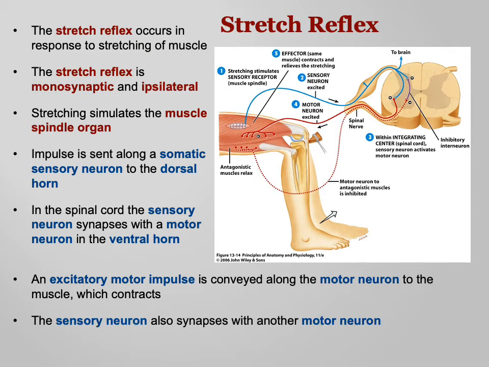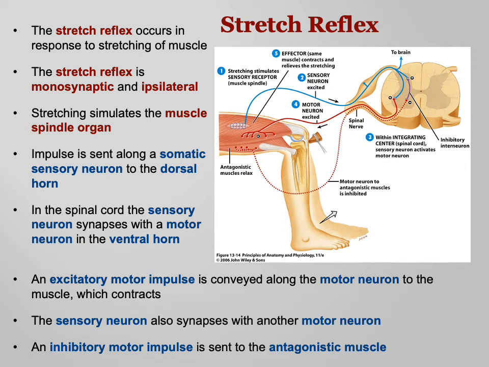Sensory neuron also synapses with another motor neuron, because you want an inhibitory motor impulse to be sent to the antagonistic muscle. So remember, in this case, the little hammer is going to stretch the tendon going to your rectus femoris. And so the rectus femoris is going to stretch. Well, in order for that to happen efficiently, you don't want your hamstrings to contract.